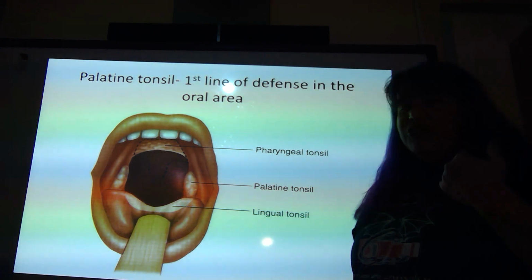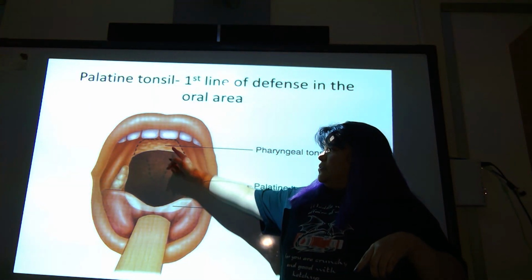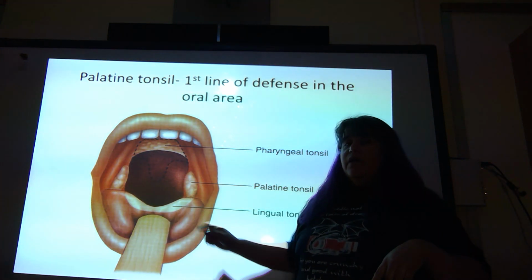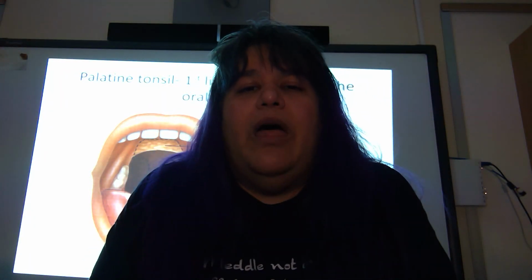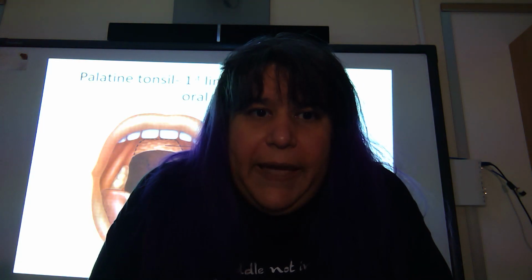Tonsils. We actually have three sets of tonsils. We've got the pharyngeal tonsils, we've got the palatine tonsils, and we've got the lingual tonsil. Palatine are the ones that when you're sick and you don't feel good and you go, my throat hurts, look at my throat. That's the one that we're actually looking at, okay?